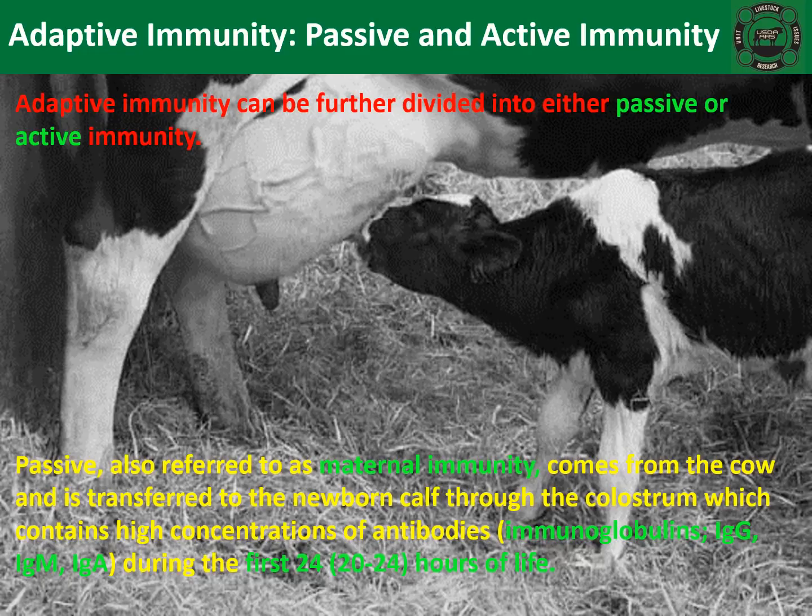Adaptive immunity can be divided into either passive or active immunity. Passive immunity, otherwise known as maternal immunity, stems from the transfer of antibodies from the dam to the offspring through colostrum during the first 20 to 24 hours of life.